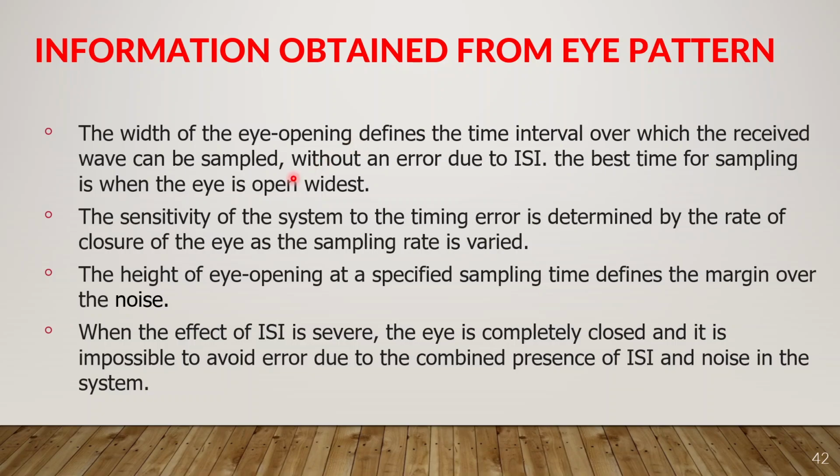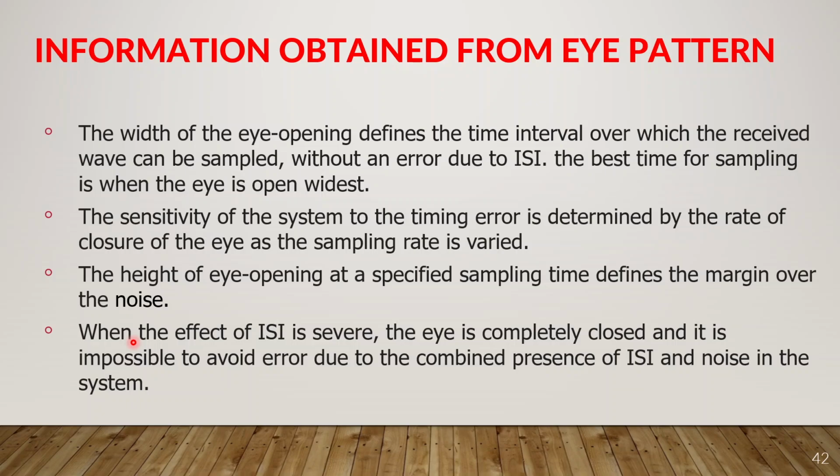As I explained in the diagram, the same is given in this slide. The width of the eye opening defines the time interval over which the received wave can be sampled. The width gives you the best time without ISI. Next, the sensitivity of the system to timing error is determined by the slope of the eye pattern. Next, the height of the eye pattern at the specified sampling time defines the margin over the noise.